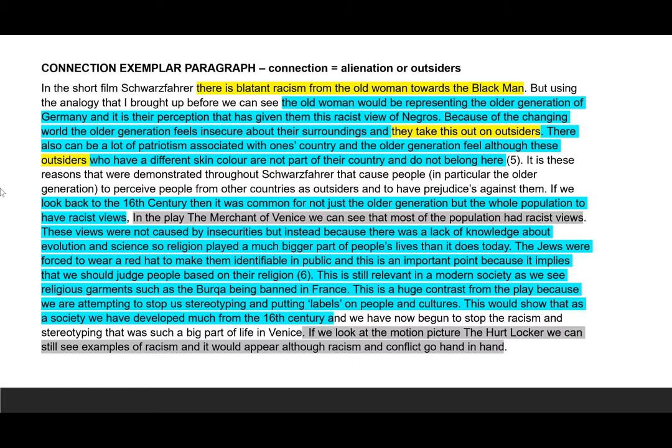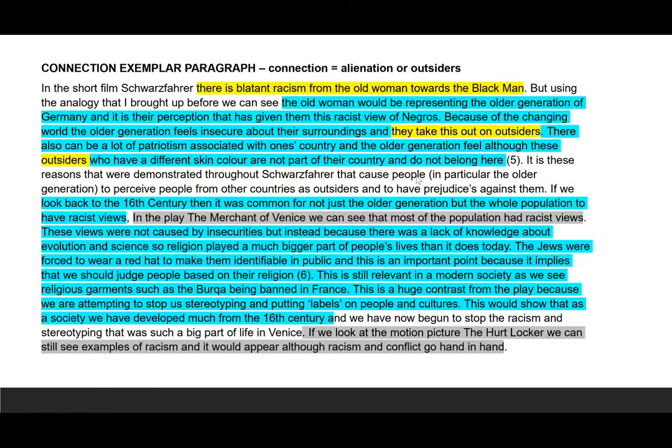If we look at the motion picture, so they've tried to connect again, The Hurt Locker, we can still see examples of racism, and it would appear as though racism and conflict go hand in hand. So that last idea is quite thoughtful, but if they'd taken it a little bit further and explained it, that would be more convincing. So this gets merit because they've got some good thoughts about the patriotism and how that impacts them, and how lack of knowledge and religion play an influencing part on people's attitudes to outsiders. That's the stuff that really helps to make it scrape into that merit category.